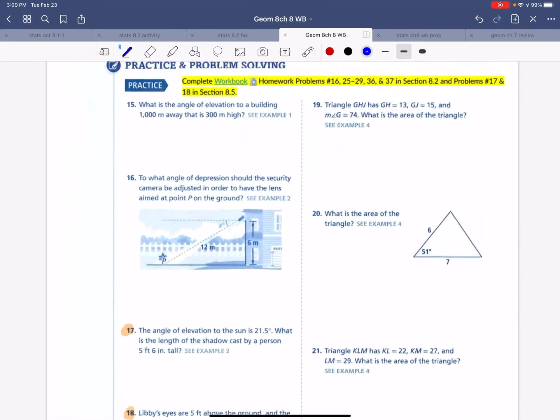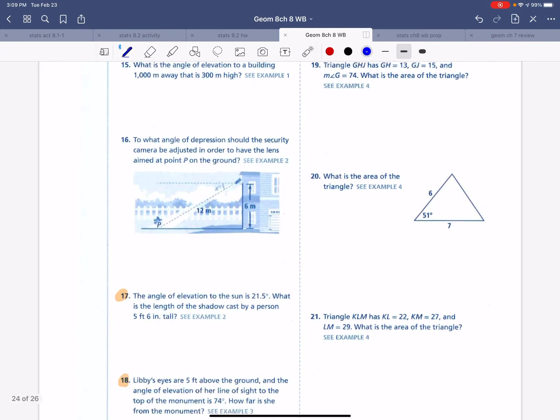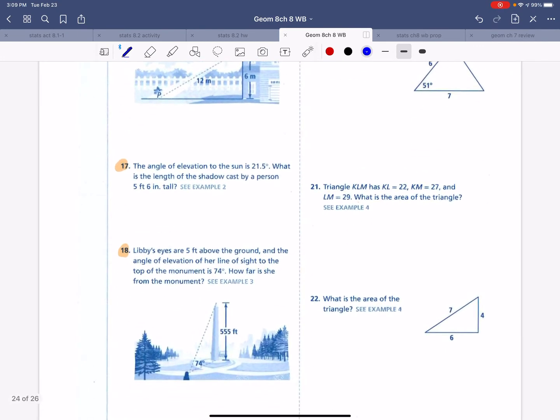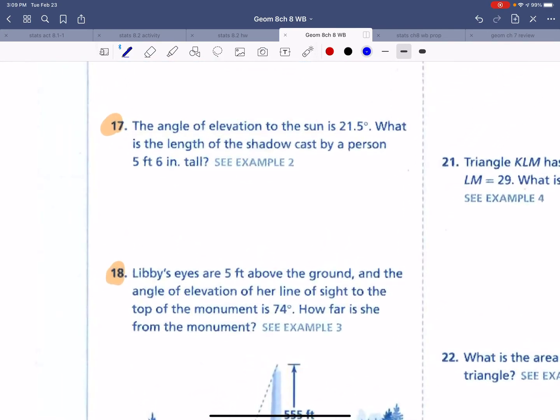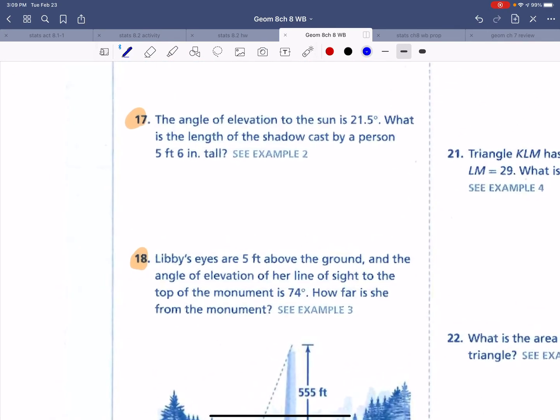Here it is, 17 and 18. All right, let's find these questions. It says the angle of elevation to the sun. Okay, so I have a sun in the sky. The angle of elevation is 21.5. What is the length of the shadow cast by a person 5 feet tall?